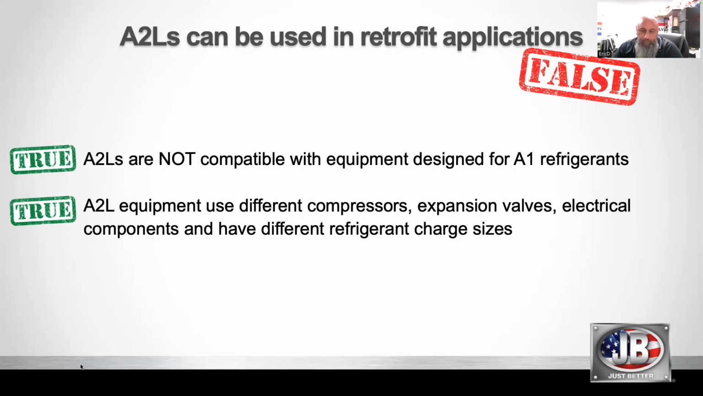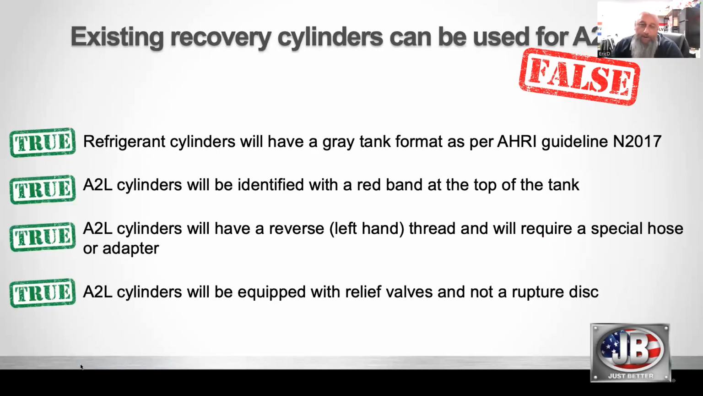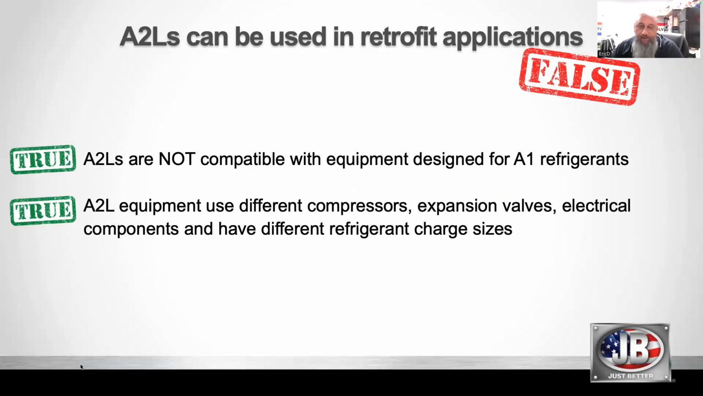They do use different compressors in the A2L equipment. Some of the electrical components change, depending on the charge size. You have a refrigerant detection system within the equipment, expansion valves, TXVs, etc. So you definitely cannot do that. That's a no-no. All pieces and components have to be UL listed for use with A2Ls. Anything that was using an A1 refrigerant is not going to be UL listed for use with an A2L, so we just can't do it.